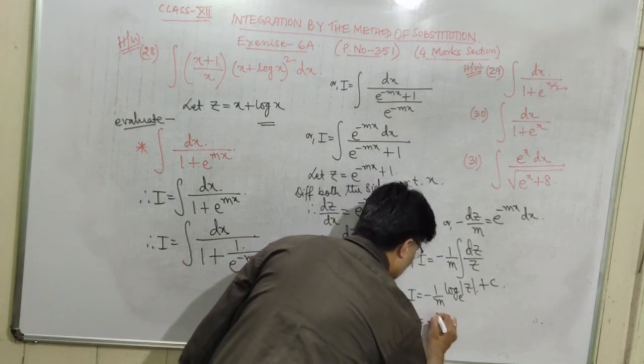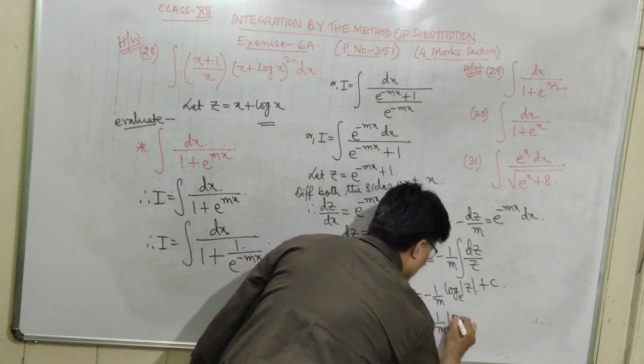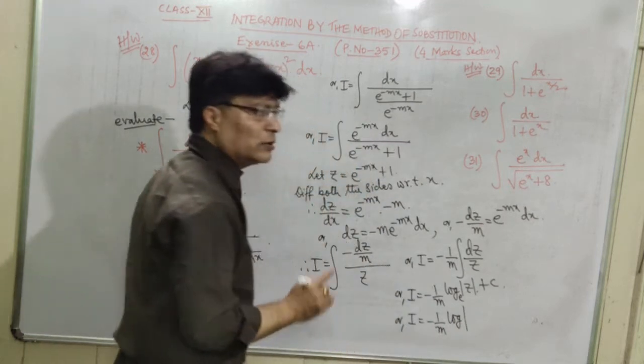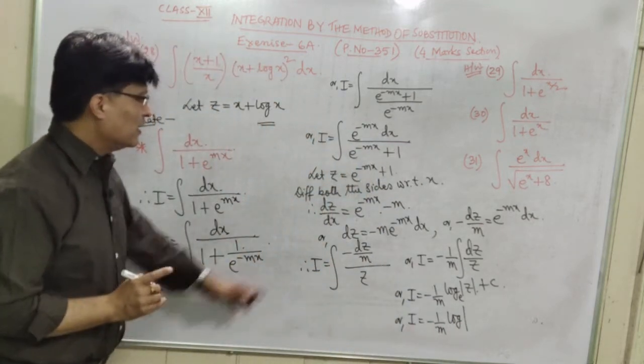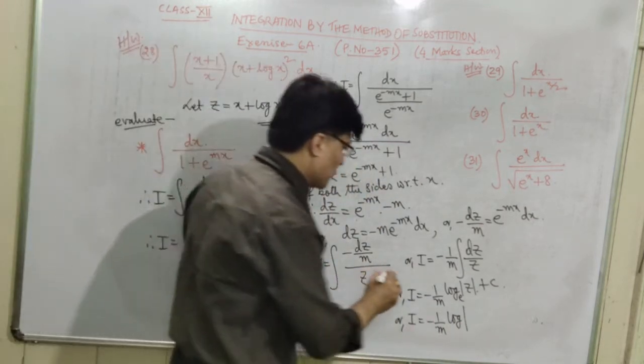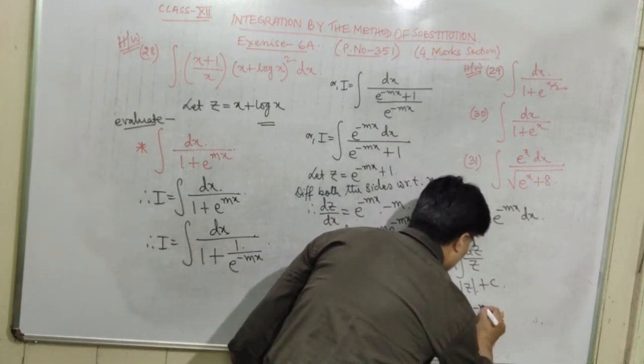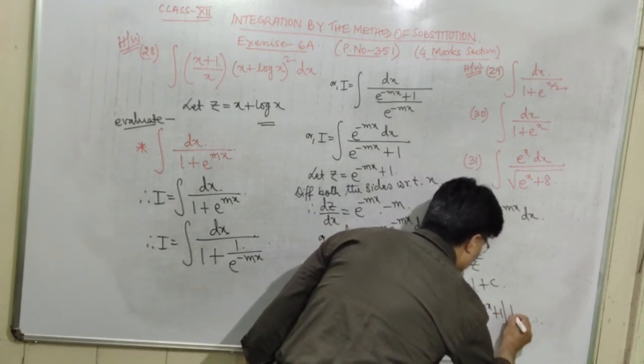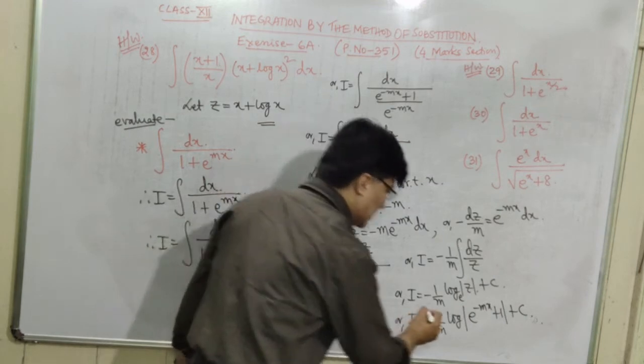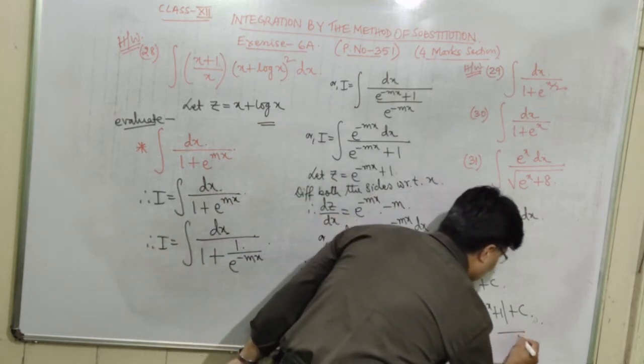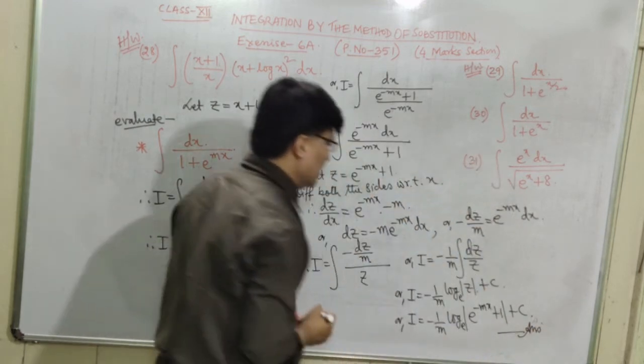Or I is equal to minus 1 by m log within mod, what is the value for z? Here the z is e to the power minus mx plus 1, plus c. Here the base is e. So this is the final answer.